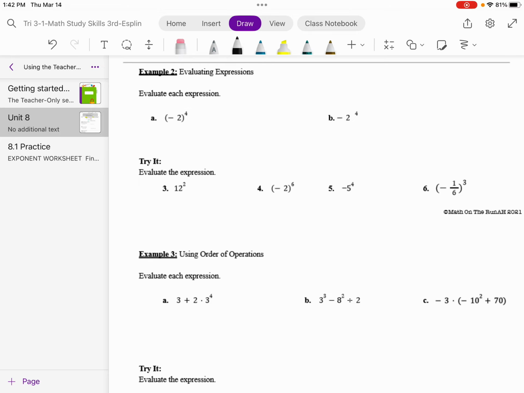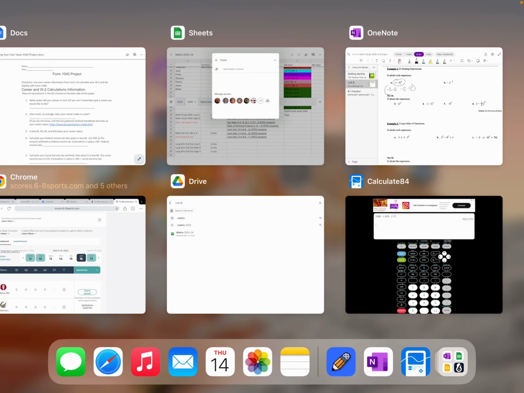Okay, example 2. Now we have it in exponent form. We need to solve it. So what we can do this 2 ways. We can do -2 times -2 times -2 times -2. And we can put that in our calculator and it will give us the answer. Or we can do it on our calculator. So we can flip over to our calculator. You guys should be able to have your calculator next to you.